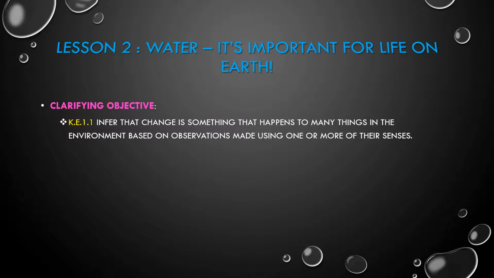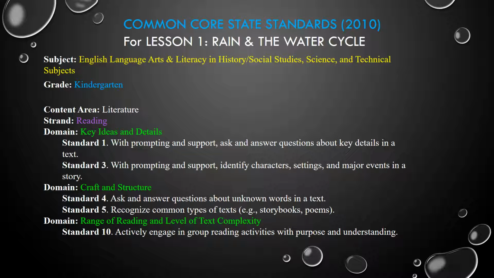more of their senses. The Common Core State Standards for Lesson 1 can be found under the subject English Language Arts and Literacy in History, Social Studies, Science, and Technical subjects. The grade level is kindergarten. The content area is literature. The strand is reading. Under this strand, we have the domains of key ideas and details, craft and structure, and range of reading and level of text complexity.